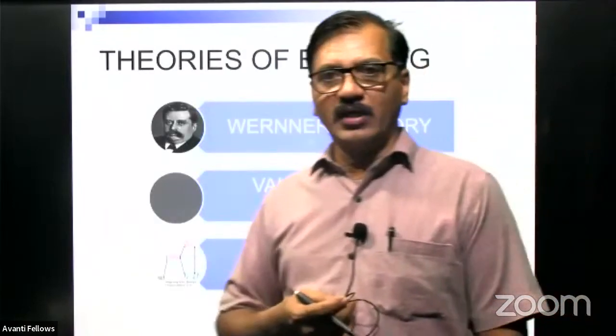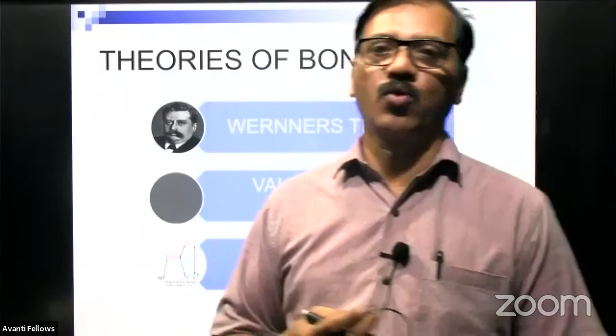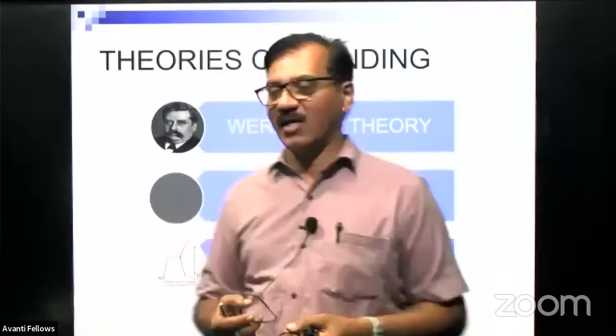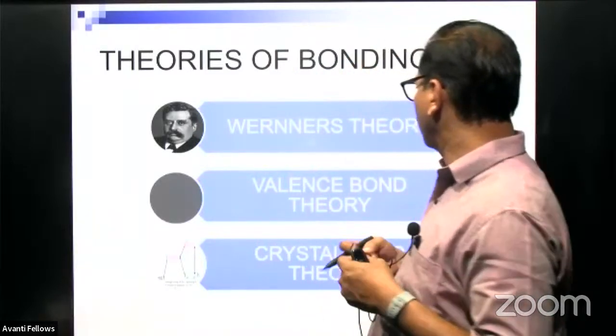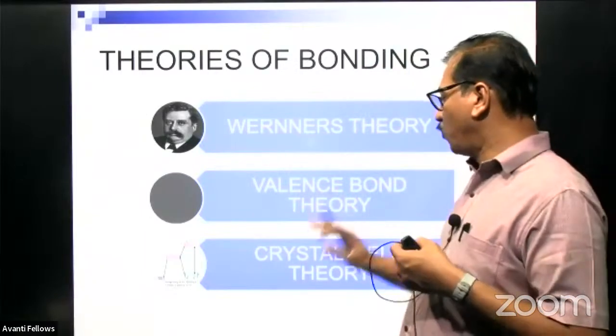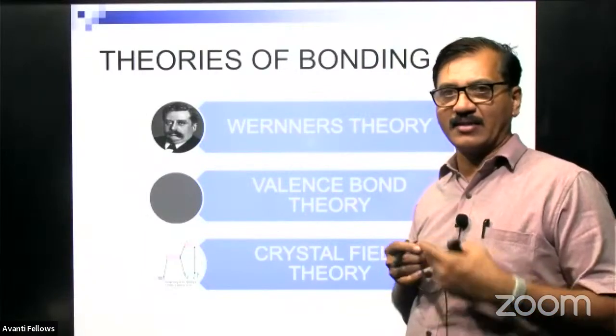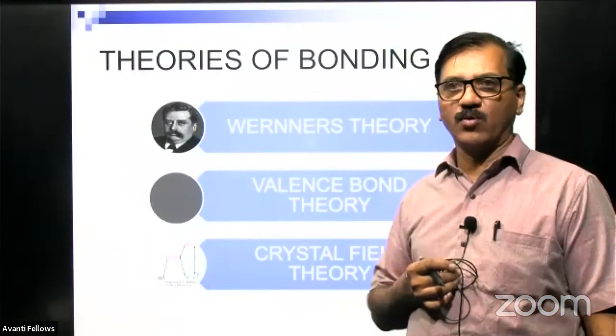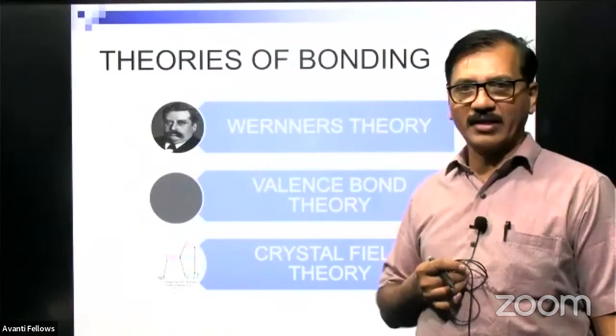Now let us come to the different theories of coordination compounds. There are 3 theories: one is Alfred Werner's theory, then valence bond theory and crystal field theory. These are the 3 theories which explain how the bonding in coordination compounds works.